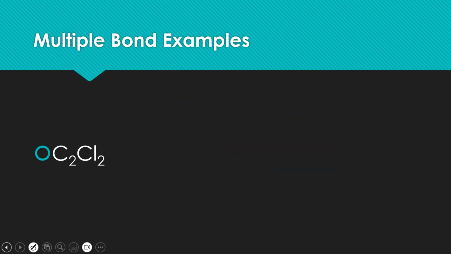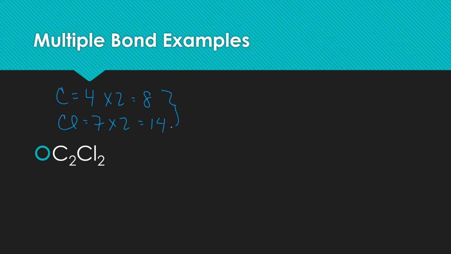Okay, let's keep going. Next, C2Cl2. So carbon again. Carbon has 4, and there's 2, so that's going to be 8. Chlorine has 7, and there's 2, which means I got 14. So I have a total of 22 to work with. Okay, so let's try this. Carbon, carbon. Chlorine, chlorine. I got a little premature here, so I'm going to get rid of this over here and get rid of the dot.